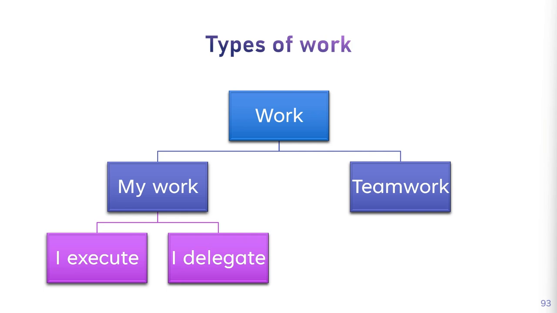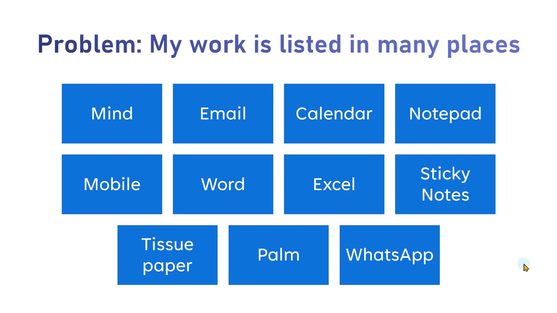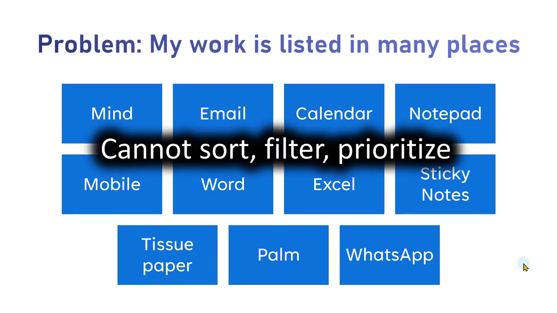Now, when it comes to my work, how do I know what is my work? Of course, I have a job description. I break it down into smaller pieces and do that. You know the story. But the problem is, where is that work listed? That's not the problem. The work is listed, but it is scattered all over the place. Problem is, you can't prioritize. You can't look at it in one list. If it is not in one place, how do you hope to manage it properly? That's the problem. We know that there is a problem, but we just got used to it.